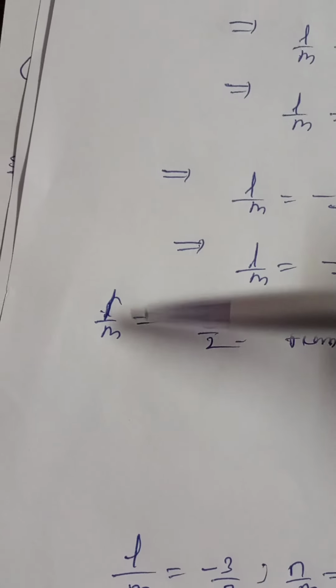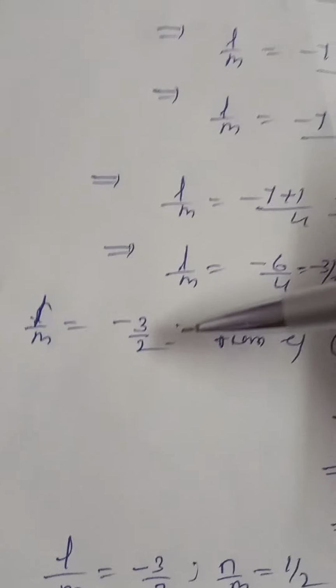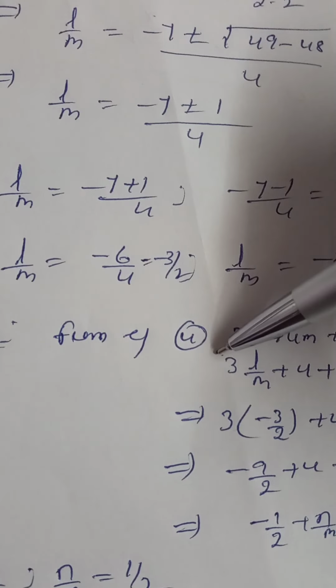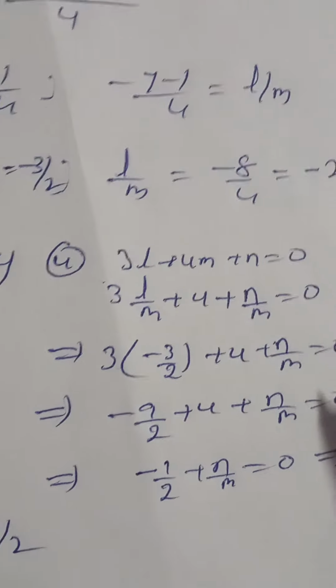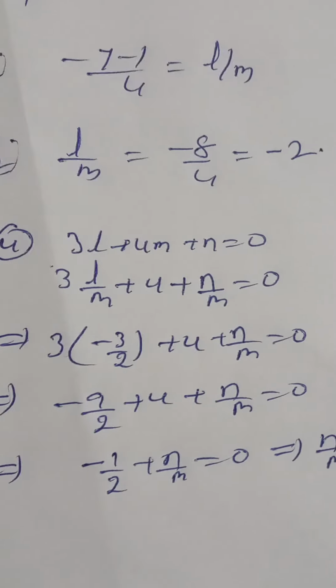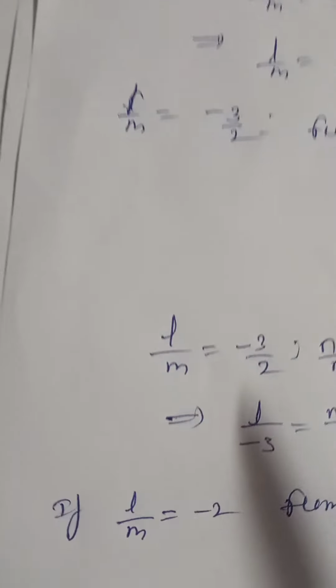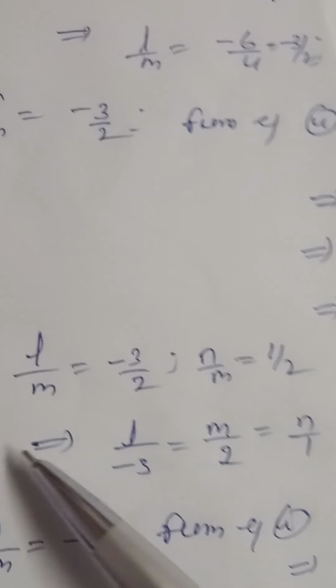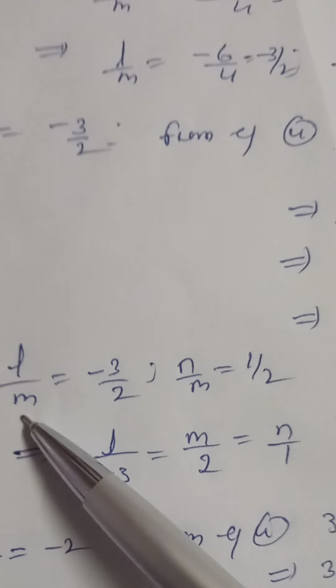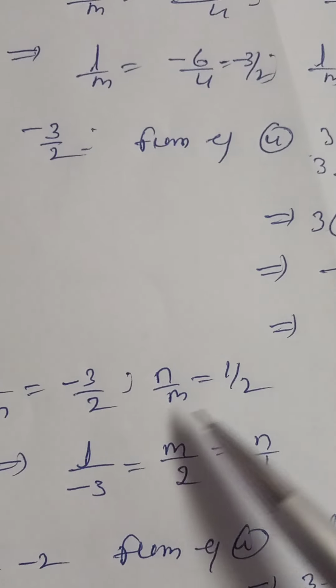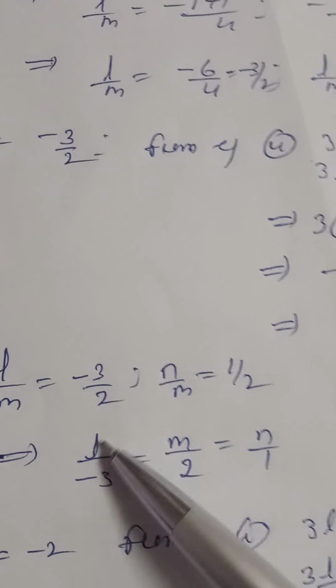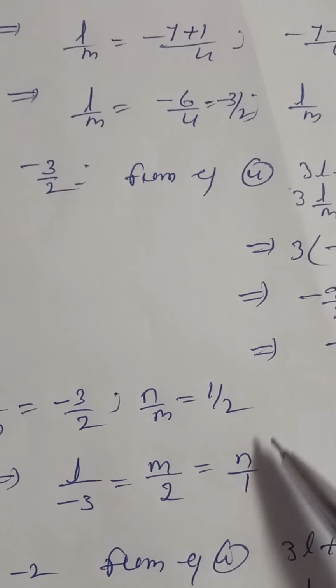Case 1, l by m is equal to minus 3 by 2. Substitute this value in equation number 4, you will get like this. Now from here n by m is equal to 1 by 2. Again we are grouping all those things: l by m value is minus 3 by 2 and n by m value is 1 by 2. Again I am writing l is equal to minus 3, m is equal to 2, n is equal to 1. This can be written as l by minus 3 is equal to m by 2 is equal to n by 1.